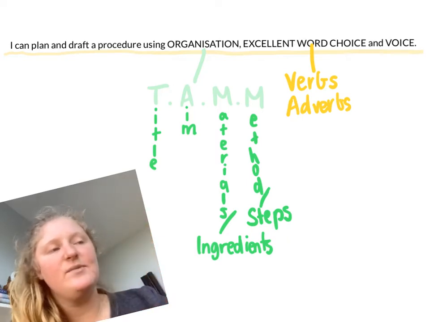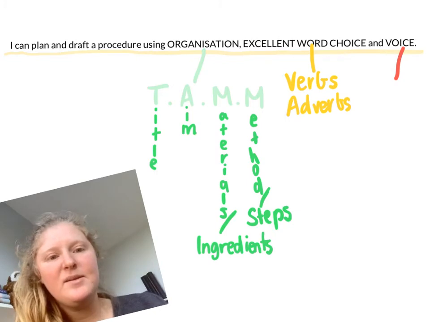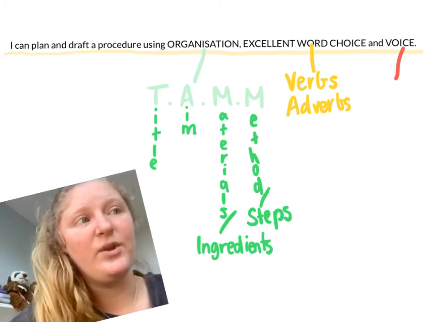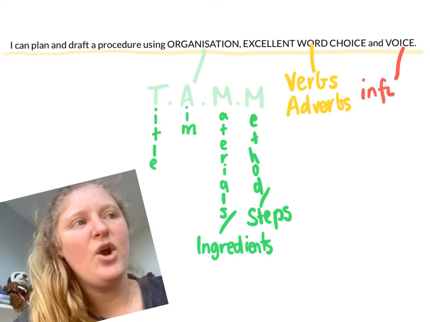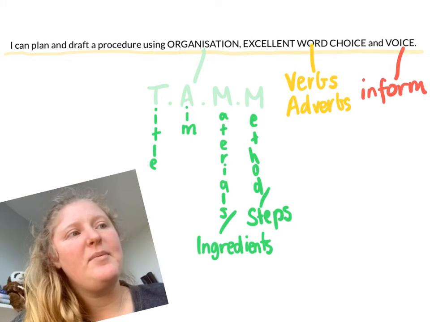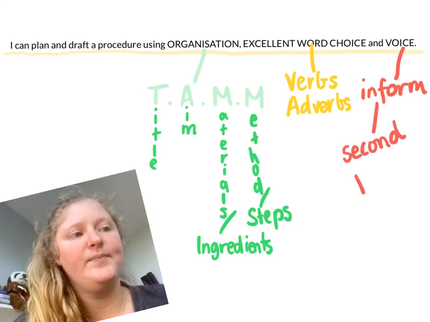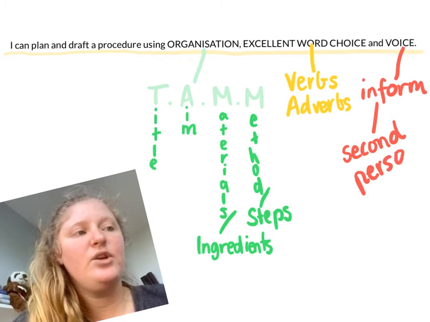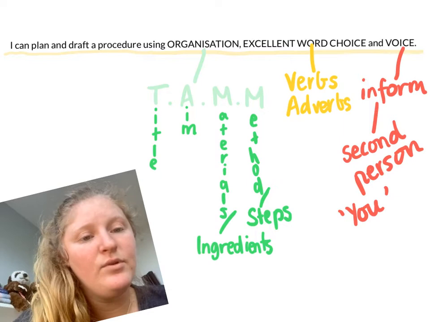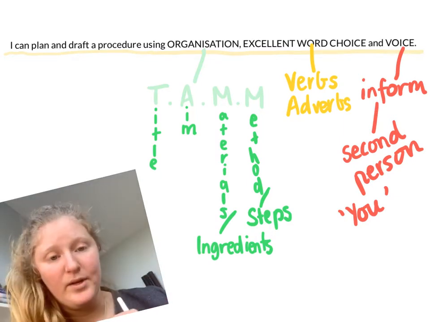And lucky last, we need to make sure that we have a really clear voice in our procedure. Because a procedure is not really there to entertain, it's not really there to persuade, it's actually there to inform. It's telling someone what to do. So in this case, you'd probably be speaking in what they call second person. This is where you use words like you can, you should. So second person is when you're telling someone what to do.